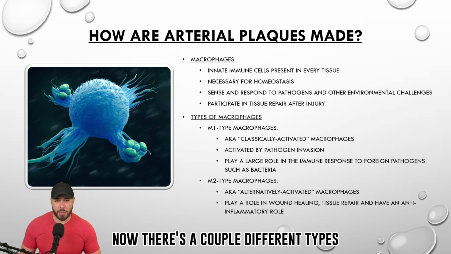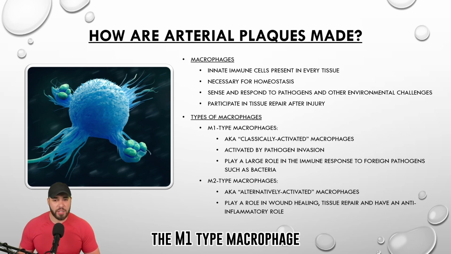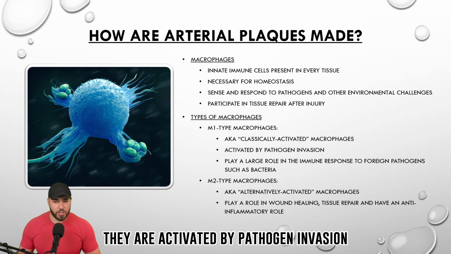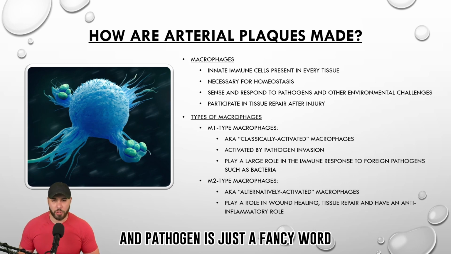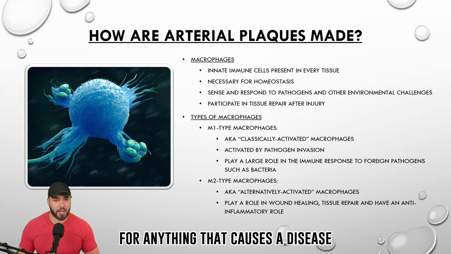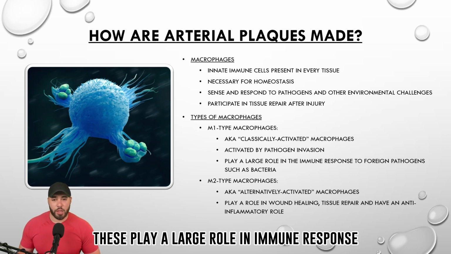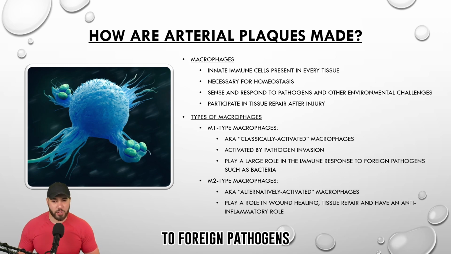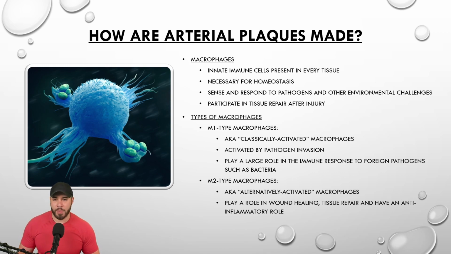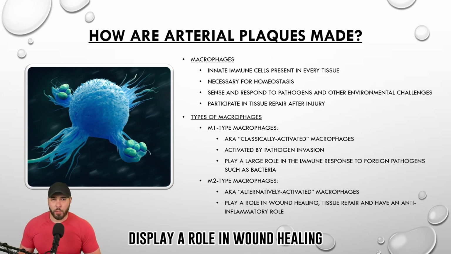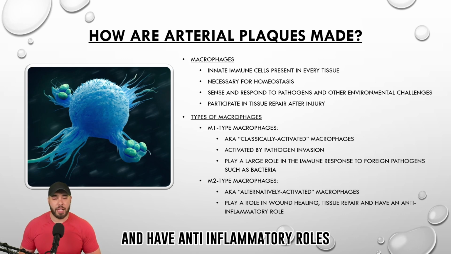Now there's a couple different types. So we have two types. The M1 type macrophage, which are also known as classically activated macrophages. They are activated by pathogen invasion, and pathogen is just a fancy word or medical term for anything that causes a disease. So this could be bacterial, viral, or fungal. These play a large role in immune response to foreign pathogens such as bacteria or anything else. Now, M2 type macrophages are also known as alternatively activated macrophages. These play a role in wound healing, tissue repair, and have anti-inflammatory roles.